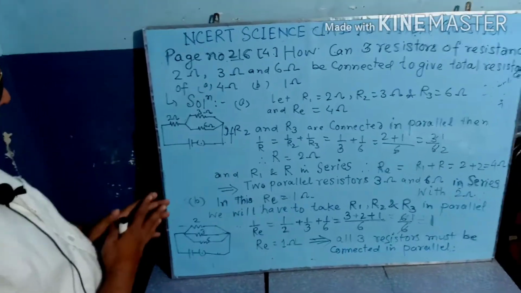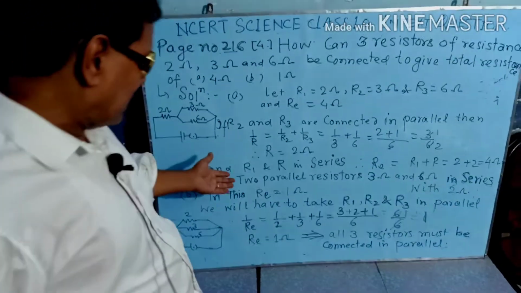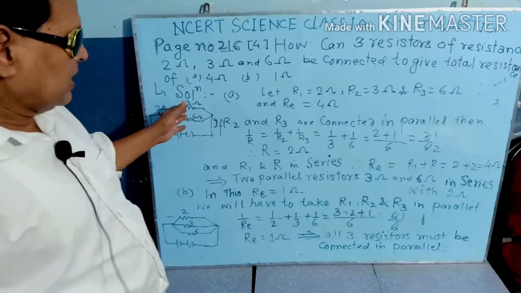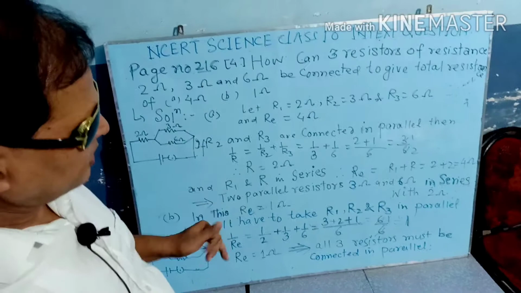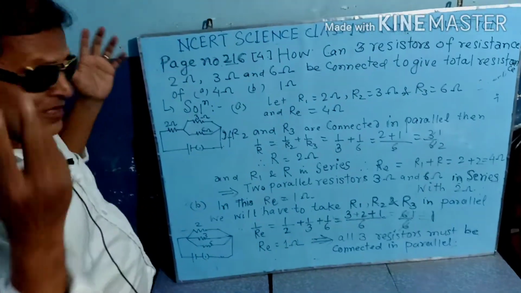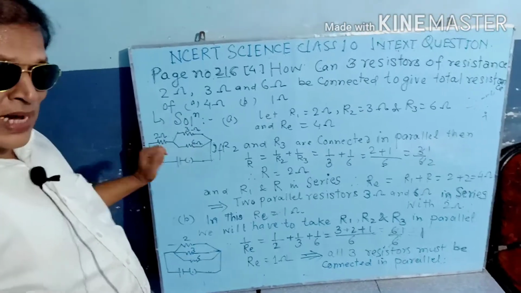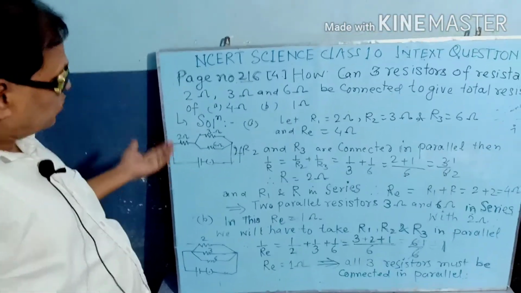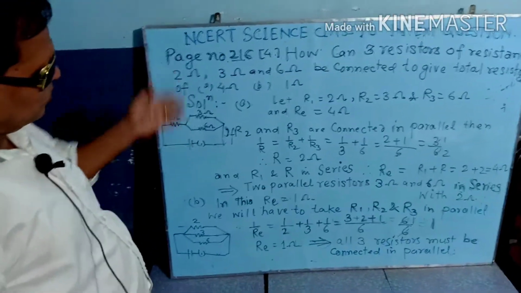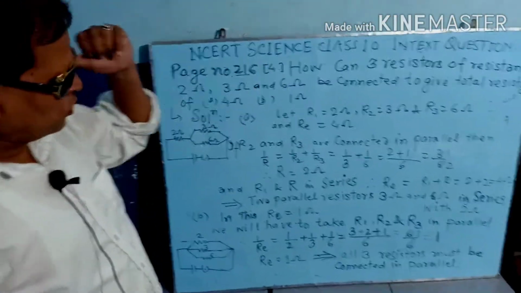By combining this way, hence we will write at last two parallel resistances of 3 ohm and 6 ohm in series with 2 ohm resistor. This is the definition. Means 3 और 6 ohm को पैरेलल में और उसको 2 ohm के साथ सीरीज में कर देते हैं तो हमारा जो है टोटल रेजिस्टेंस 4 ohm है.